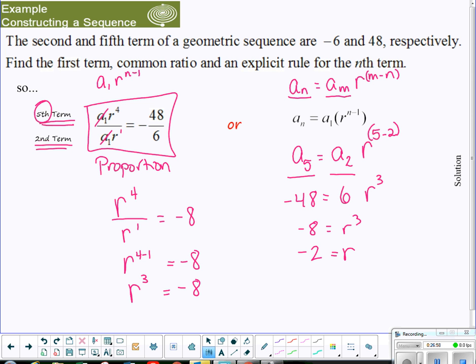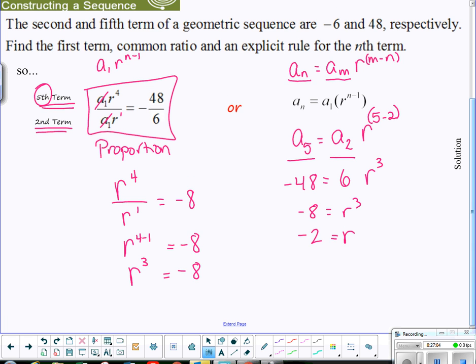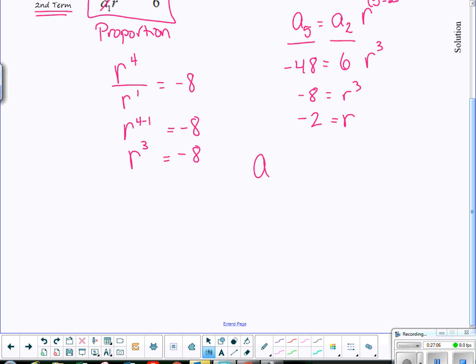And finally, they wanted an explicit representation of this sequence. So we could say the a sub nth term is going to be 3, which would be my starter one. How did I get that? Well, I knew my a sub second term was 6. I knew my common ratio was negative 3. So I took a sub 2, which is 6, and divided it by negative 3 to take me back down. Instead of multiplying up, I'm dividing to get down, and that would give me negative 2.